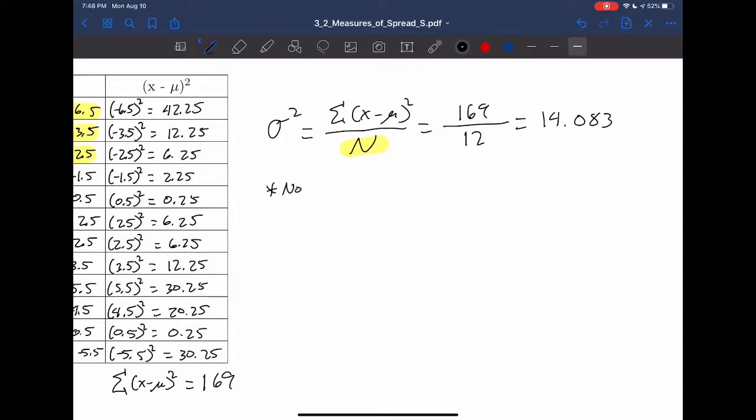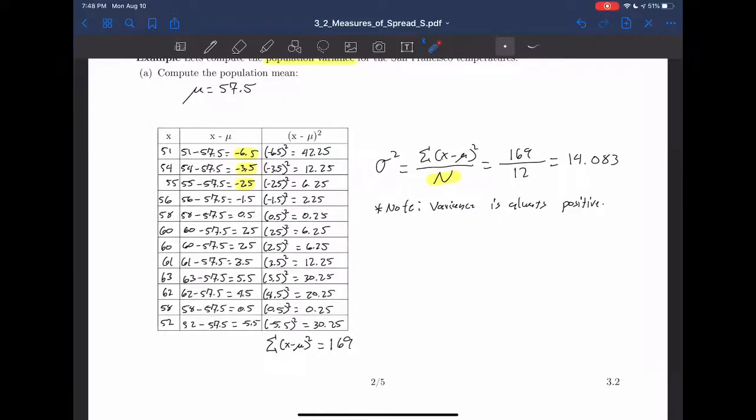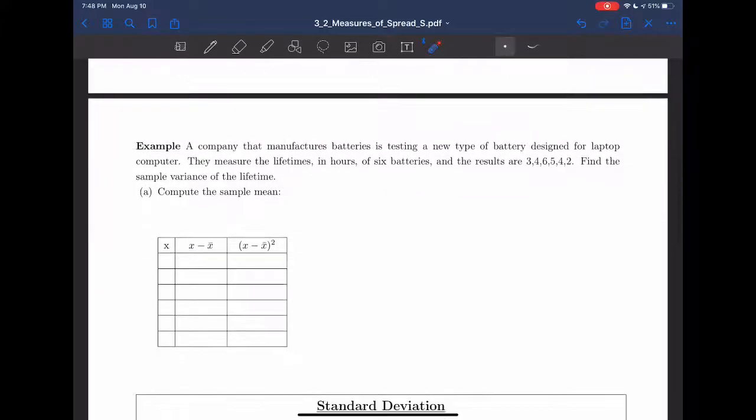Also, let's write a little note for ourselves saying that our variance is always positive, which means that if you did a calculation and you got a negative number, then you have to go back and figure out where you went wrong, because that's impossible. Our variance should always be a positive number. So let's look at this example.